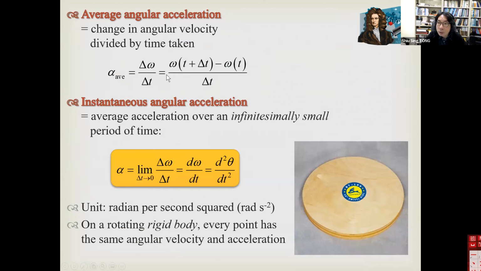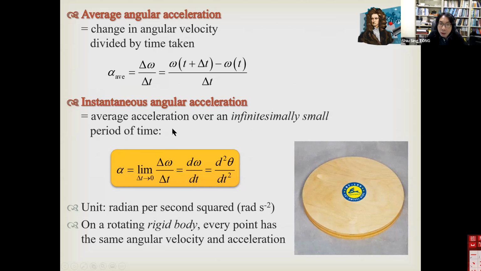Now, we can define the angular acceleration similarly to what we did for its linear counterpart. When we divide the change in angular frequency by time, where the change in angular frequency is the angular velocity at time t plus delta t minus the angular velocity at time t, divided by time, that is called the average angular acceleration.